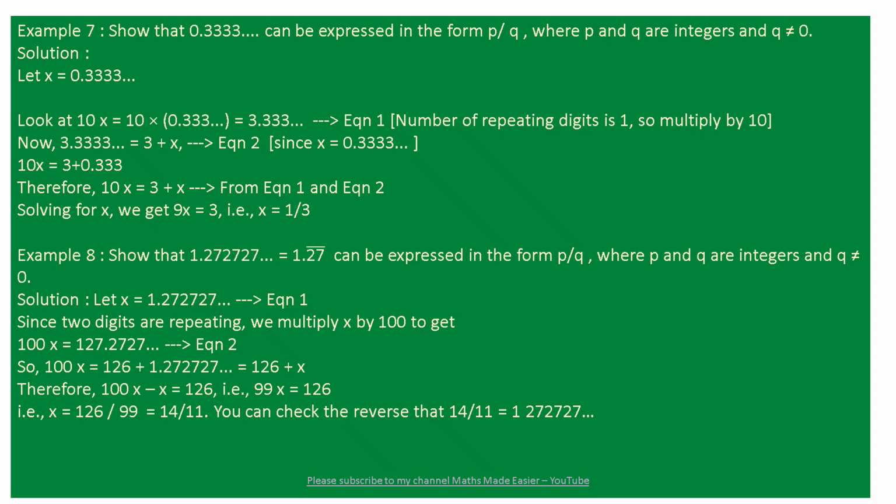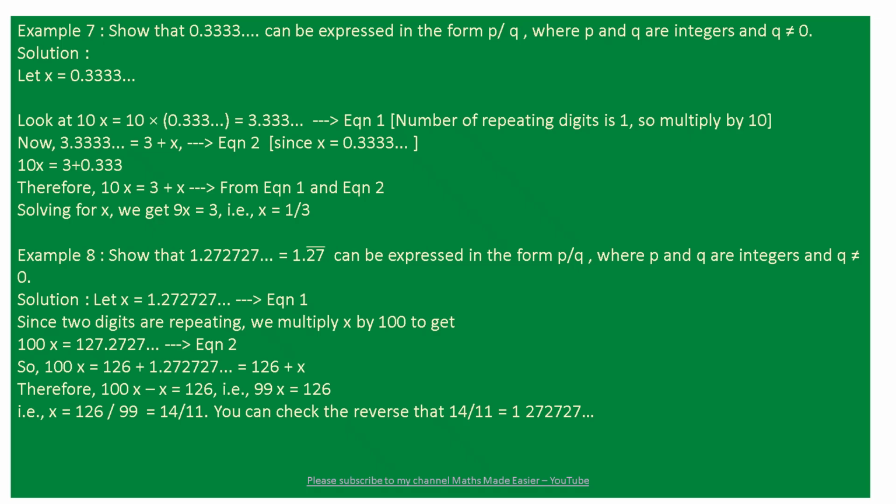Now, a question could arise: why should we multiply by 10 and why not by some other number? We choose 10 because we need to identify the number of repeating digits in the given number. Since the number of repeating digits is 1, we multiply it by 10. In the next example, you can see there is a block of 2 digits which gets repeated. In that case, you need to multiply it by 100.